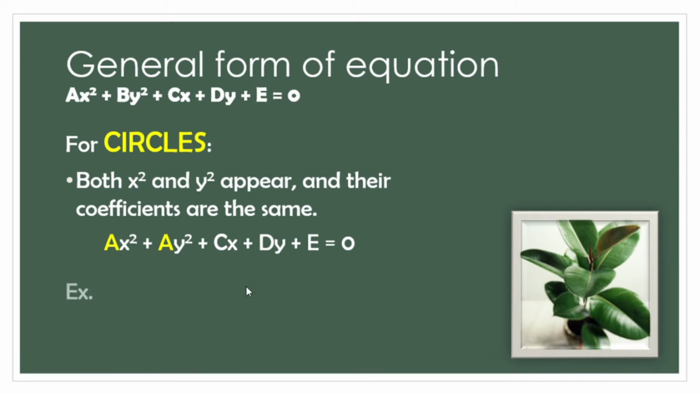Okay? So, an example is this one. 18x squared plus 18y squared minus 24x plus 48y minus 5 is equal to 0. Now, kung pareho silang negative, parehong negative si 18 dito, negative 18 and negative 18, that would still be considered as a circle.